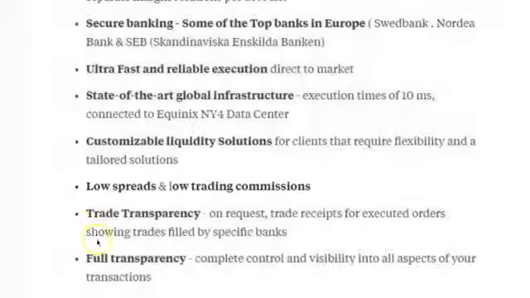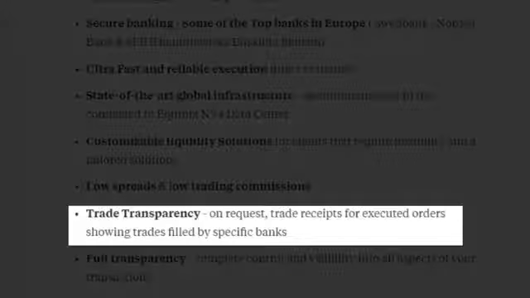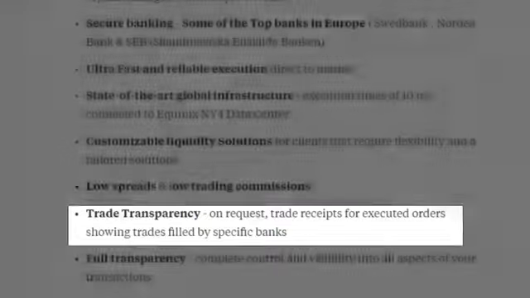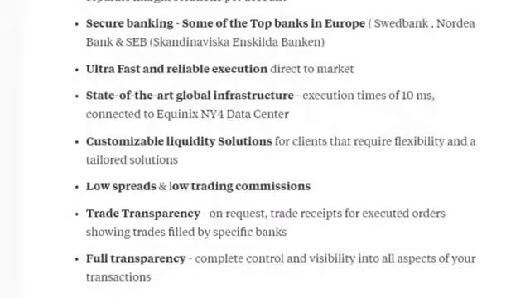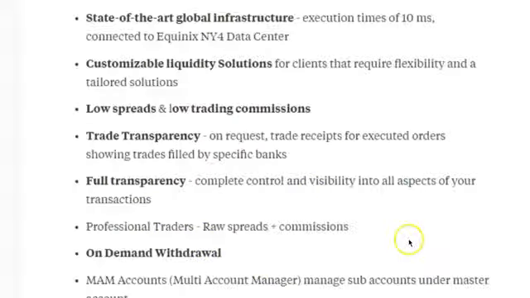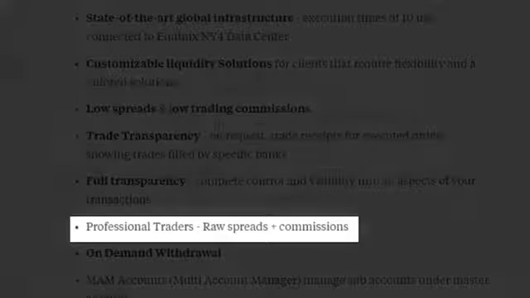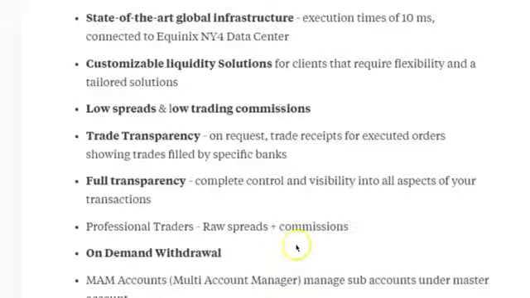Transparency is very big. They are looking to gain the trust of the traders, and they can definitely, on demand, give you receipts of your trade and who executed the trade, at what time, and with which bank or liquidity provider. Full transparency. Professional traders have access to the actual raw spreads, plus your commissions. That's how they make their money, on their commissions.